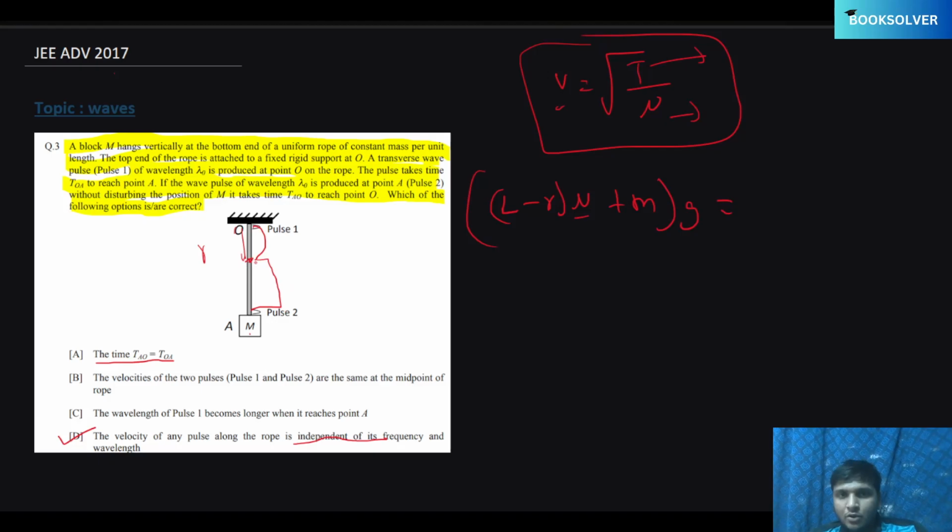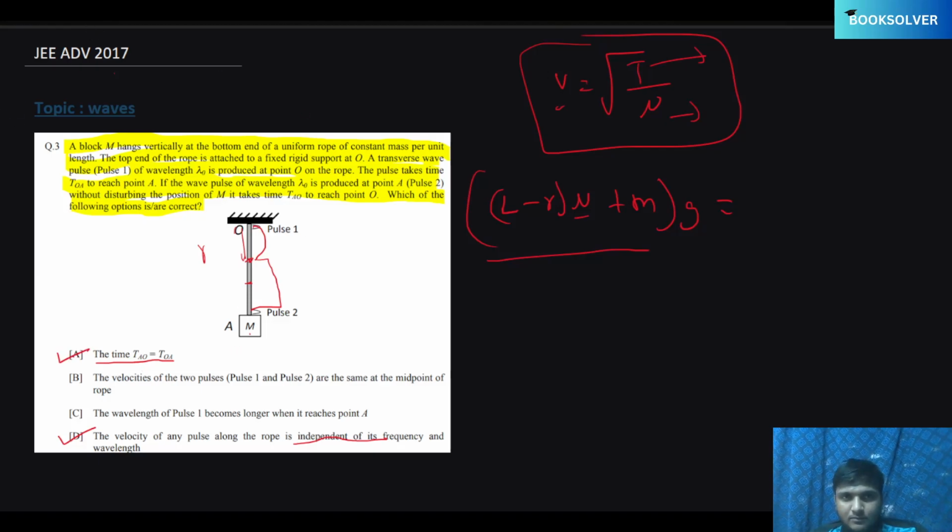Whether the pulse is coming from this point or this point, at a single point the velocity of the wave is the same, and since they are covering the same path, only the direction matters. So we can simply say the time AO is equal to OA, because they are covering the same path with the same velocity at a single point, not at different points. Obviously there is a difference in the velocities along the rope, but ultimately they cover the same path with the same velocity. So we can mark option A as correct here.